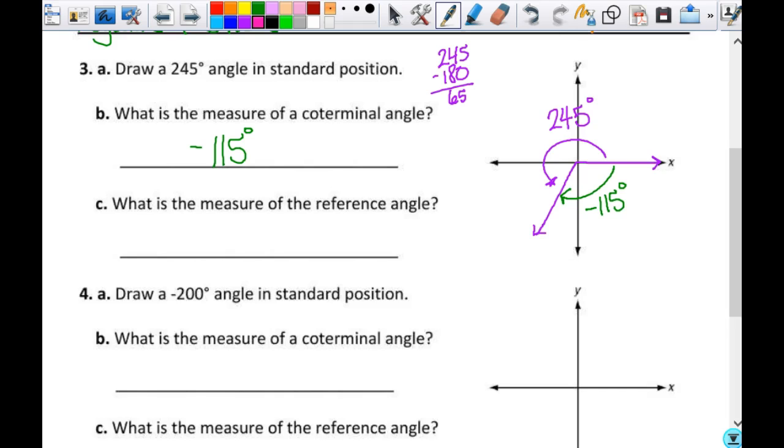Okay, well, it's always from the terminal side, the shortest way back to the x-axis. So in this case, it would be the negative x-axis, so I'm going this way, right? So there's my reference angle. It's the shortest way back to the x-axis. What would that reference angle be?